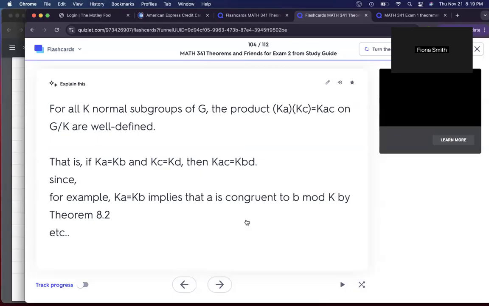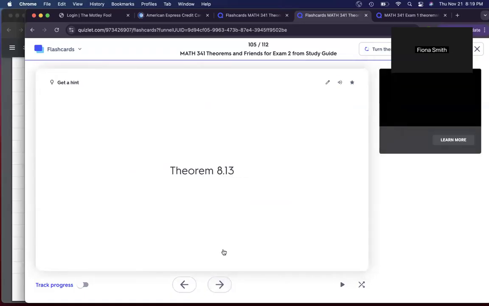Theorem 8.12. For all K normal subgroups of G, the product Ka Kc equals Kac on G mod K is well defined. That is, if Ka equals Kb and Kc equals Kd, then Kac equals Kbd. Since, for example, Ka equals Kb implies that a is congruent to b mod K by Theorem 8.2, all those years ago in the other section, right?